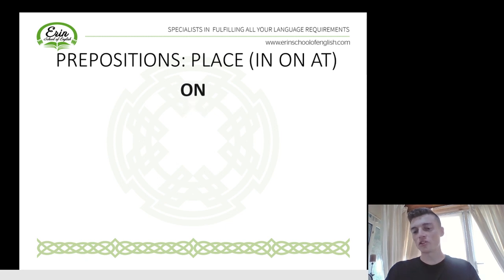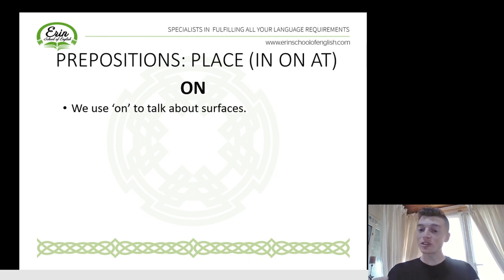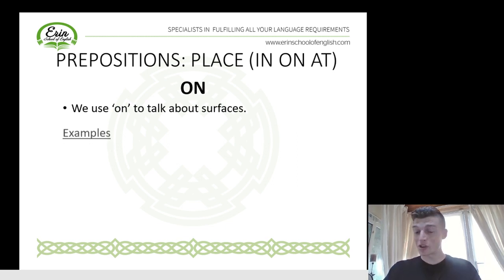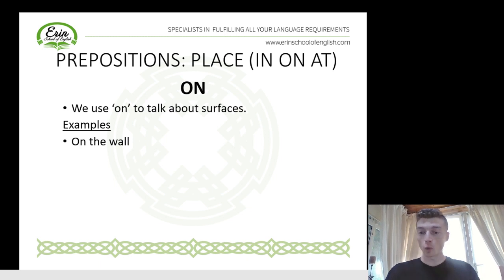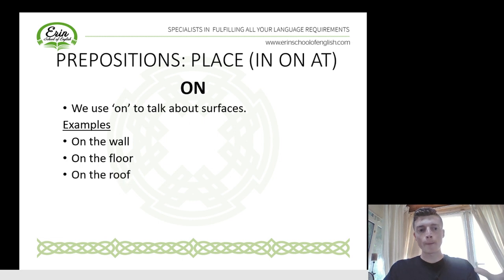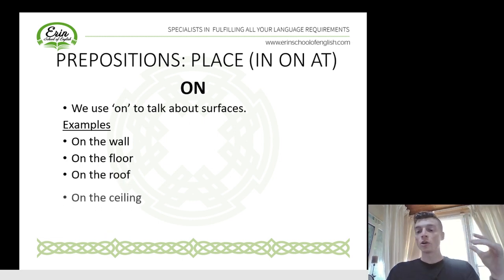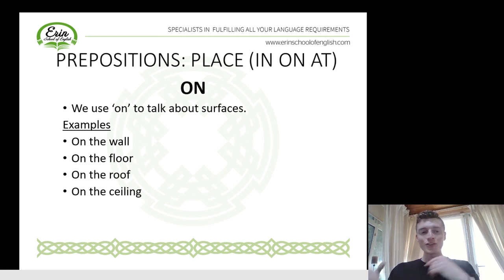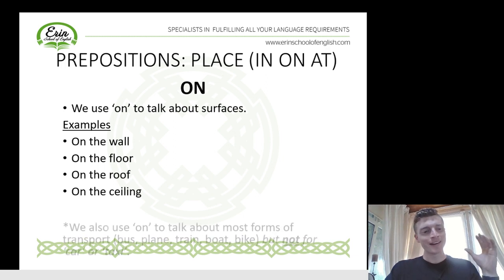Okay, the next preposition we'll talk about is on. Now for on, we usually use it when we're referring to a surface. And a surface, just think of something flat. So examples include something can be on the wall. You know, there are pictures on the wall. Something can also be on the floor. My bag is on the floor. The chimney is on the roof. There are lights on the ceiling. Just remember, the roof is outside the building and the ceiling is inside.